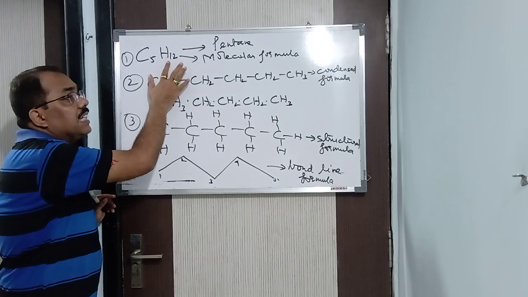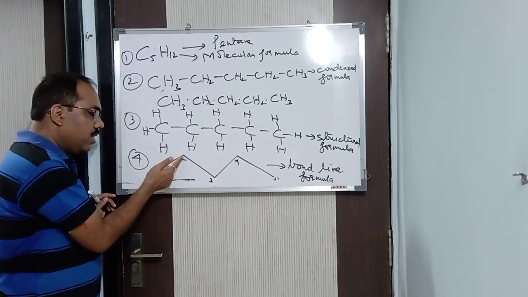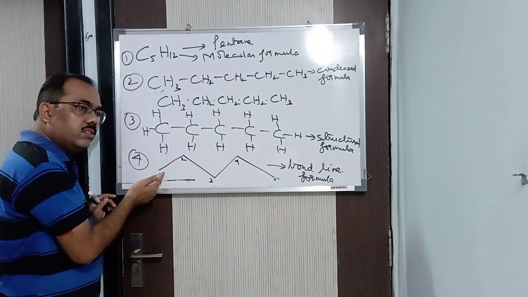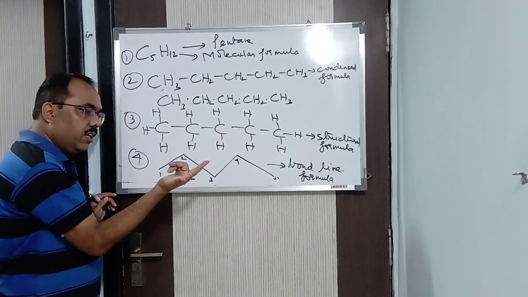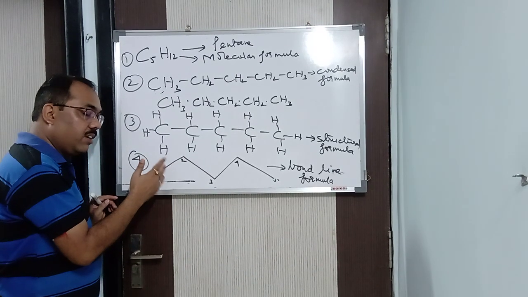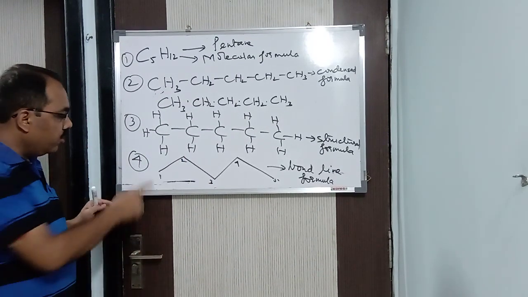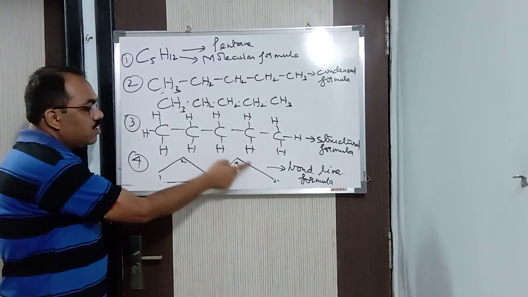if it is C5H10, so it is pentene. Pentene means double bond, so here I will put a double bond. Understood? Automatically the number of hydrogen atoms decreases. So no need to put your hydrogen, it is understood that these points carry hydrogen.